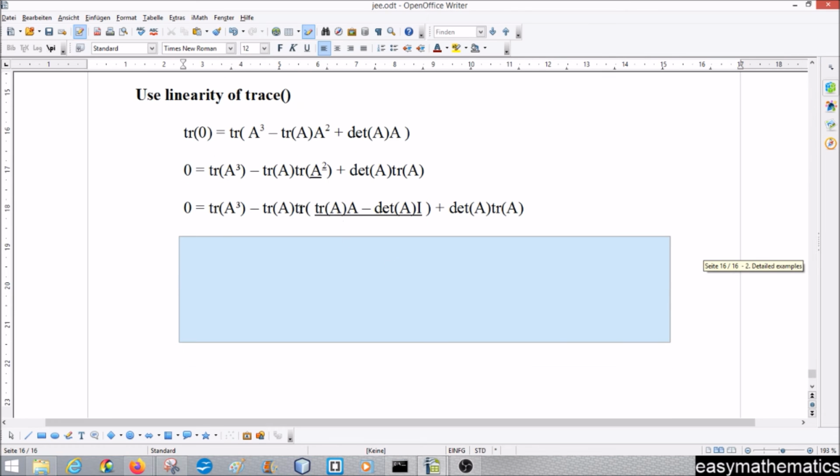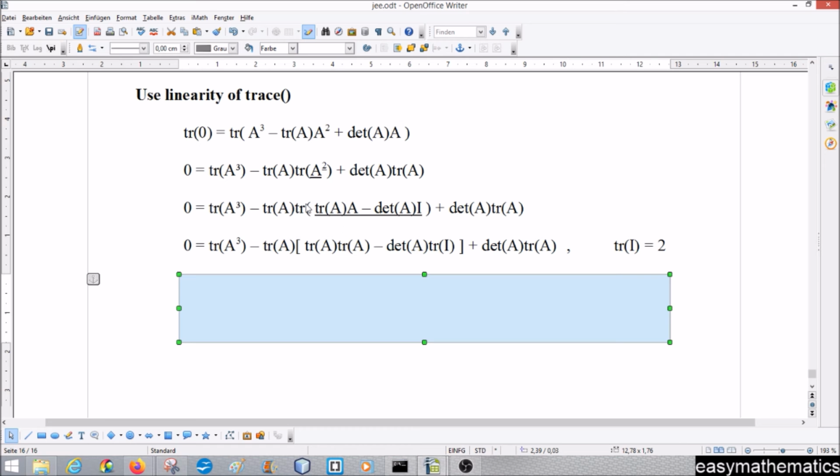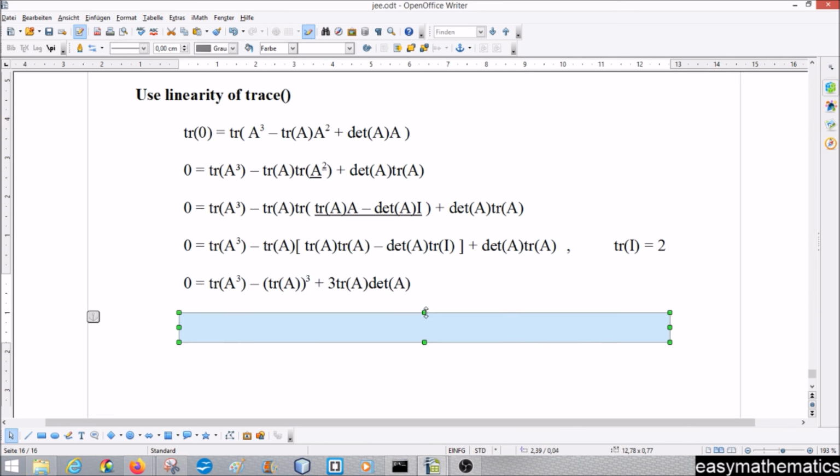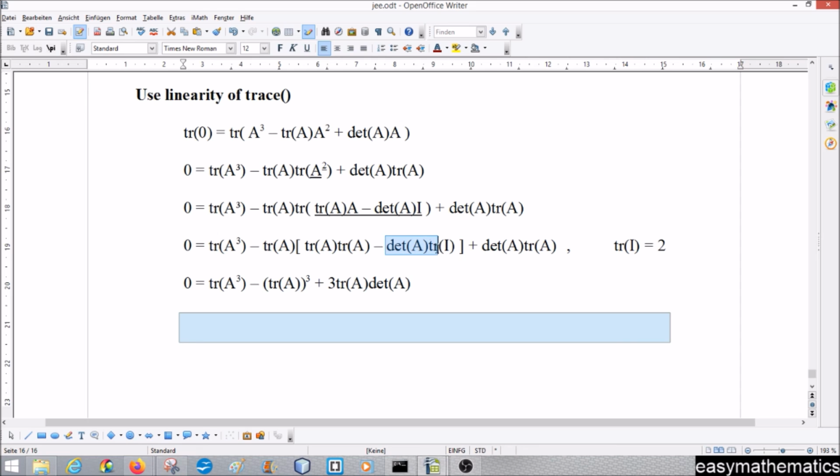And now we use the linearity of the trace again for this term, and we get this expression here. Okay, so this is the linearity of the trace. Now we know that trace of the identity matrix is 2 because it's a 2 by 2 matrix, and the trace is the sum of the diagonal elements. So we are left with this. Now trace times trace times trace is trace cubed, and here we have 2 times determinant. This part here, trace A times determinant of A plus determinant A times trace A, is 3 times trace A times determinant A.